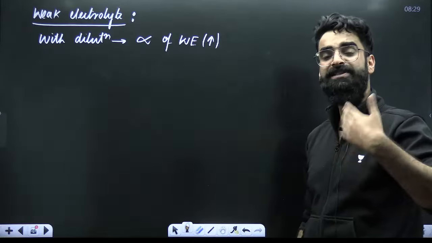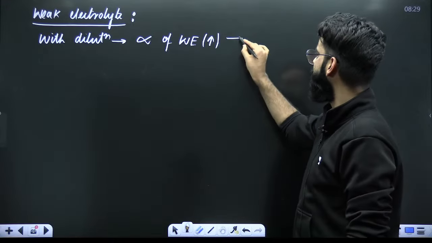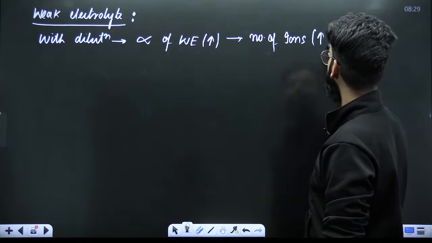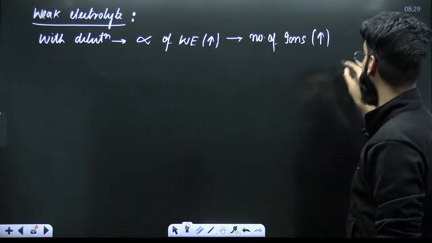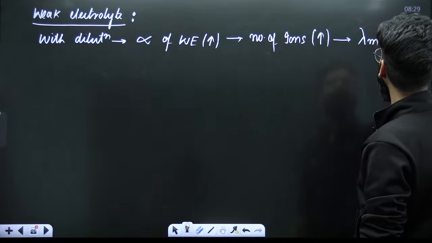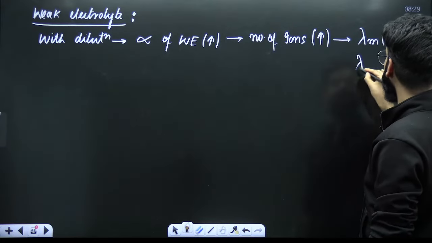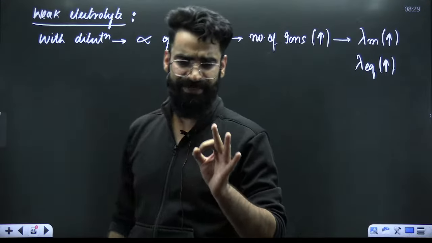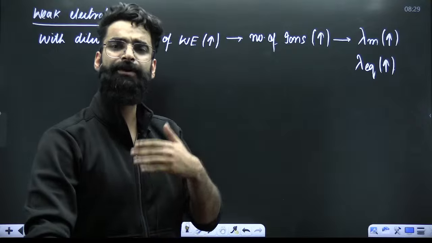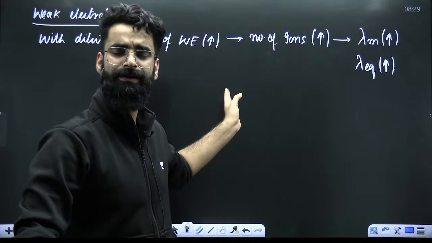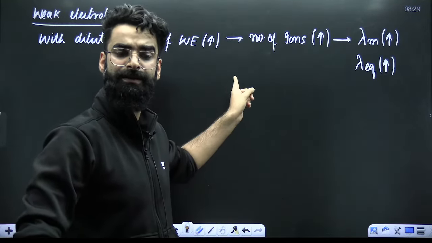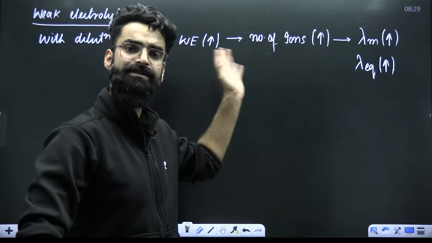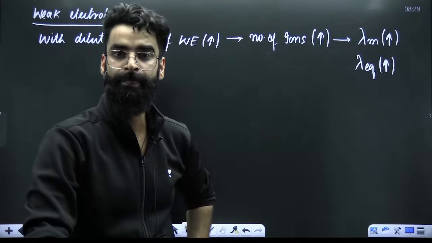Now, if the degree of dissociation of a weak electrolyte increases, can I say the number of ions in the solution is increasing? If the number of ions in the solution is increasing, I directly say the molar conductivity as well as the equivalent conductivity of the solution increases. So they also increase with dilution, but the reason is different. Here, as dilution is done, the degree of dissociation increases, more ions enter the solution, and the more the ions, the more the molar conductivity as well as equivalent conductivity.